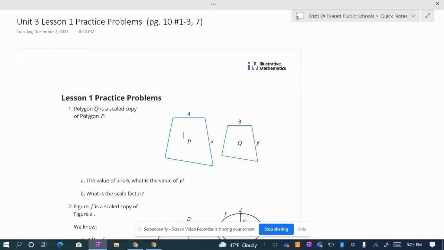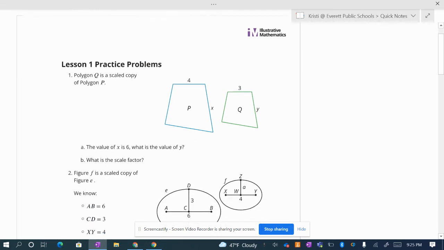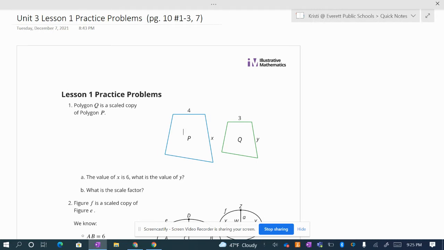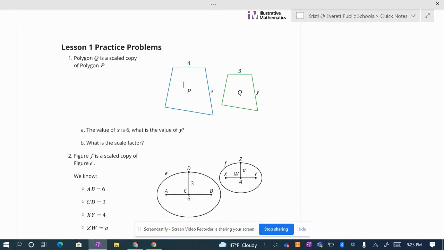Starting on page 10, we're going to do numbers 1 through 3 and 7, all about scale drawings and dilations. So, polygon Q, this green one, is a scaled copy of polygon P. The value of x is 6, so what would the value of y be? Well, let me put 6 there. They've already told us 4 is scaled down to 3. So 6 needs to be scaled down in the same way to y.